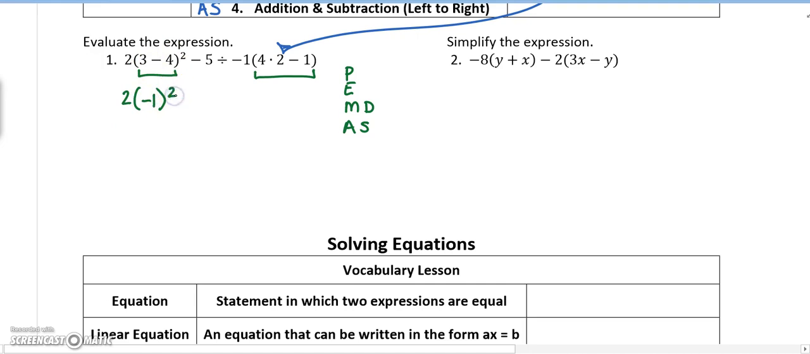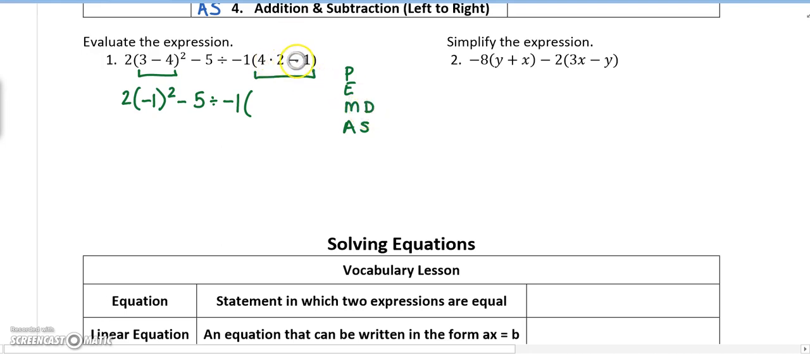Feel free to use your calculator if you need to. I know it's early in the year, you might not remember some stuff. Don't worry, you'll get better at it. And then my other parentheses, actually, notice how there's multiple things happening here. So because I have 2 different steps, I have to go back to my order of operations to figure out which one to do first.